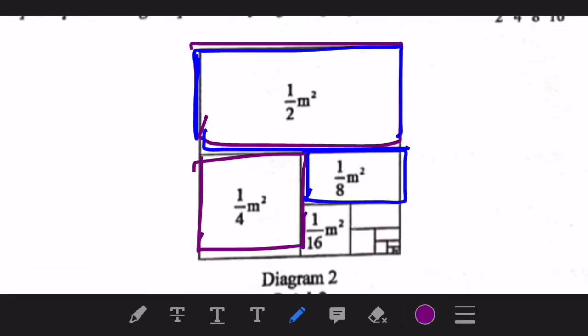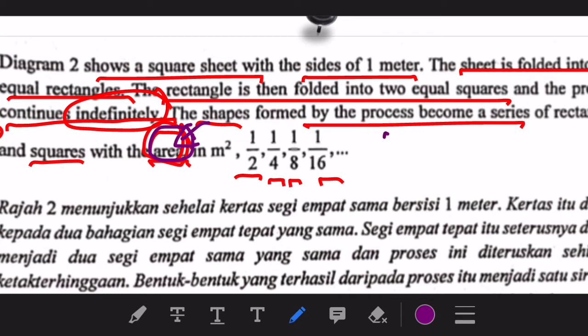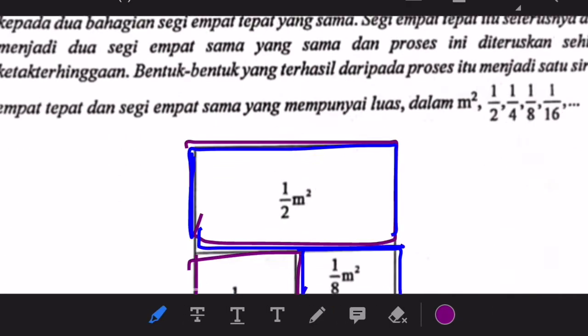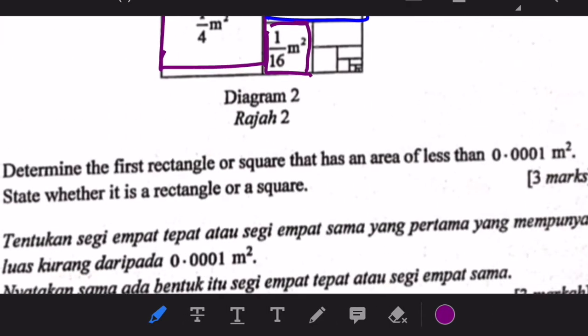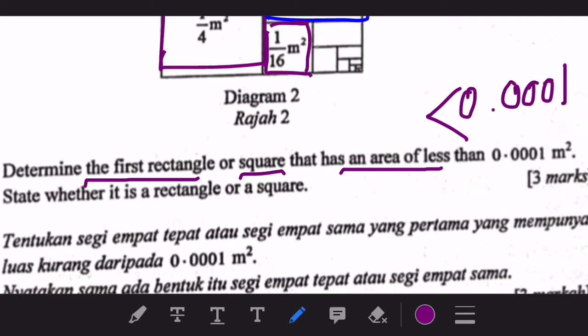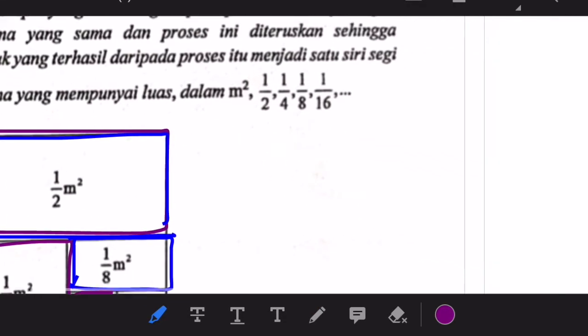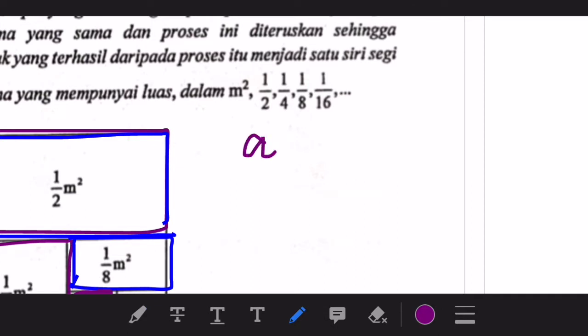So now, basically when you do GP questions, you have to understand what the question mentioned about the sequence. This is the area, right? I keep on highlighting. This is area. So what the question wants you to do is determine the first rectangle or square that has an area less than 0.0001 meter square. Since this is representing area, I'm going to use this as my GP sequence.